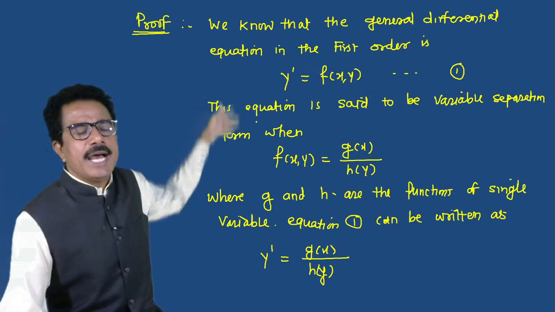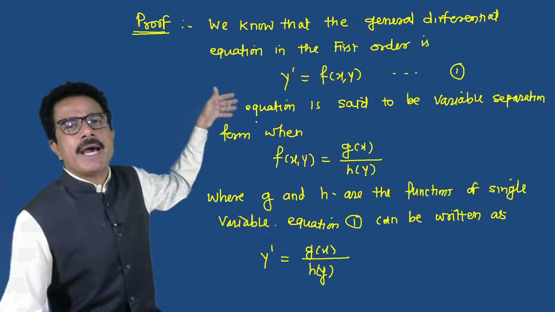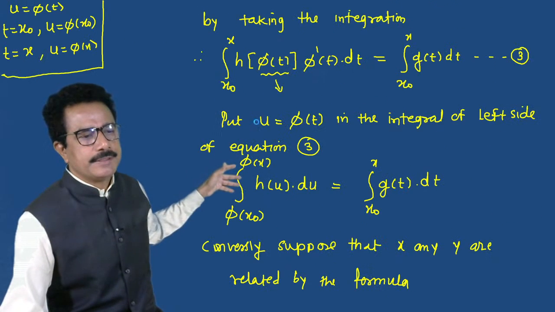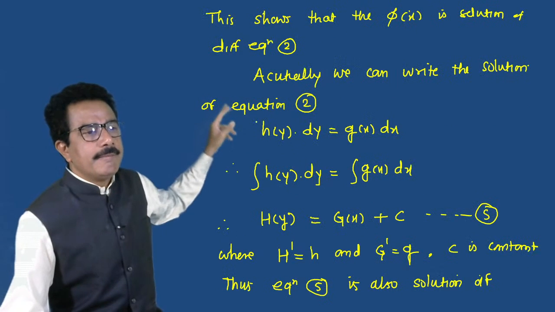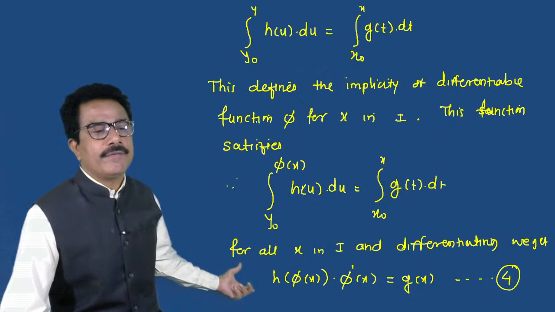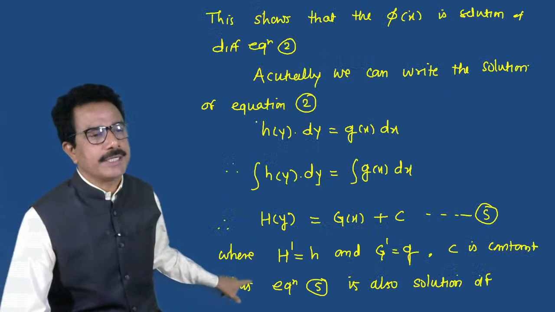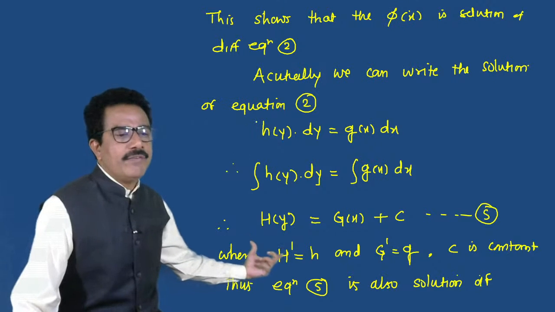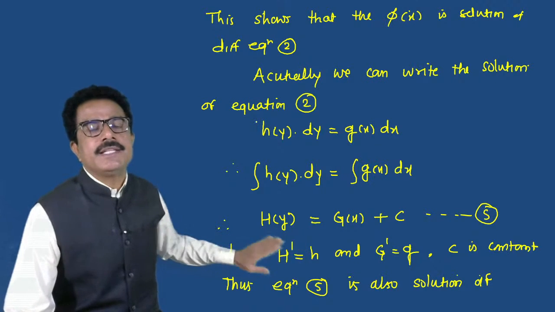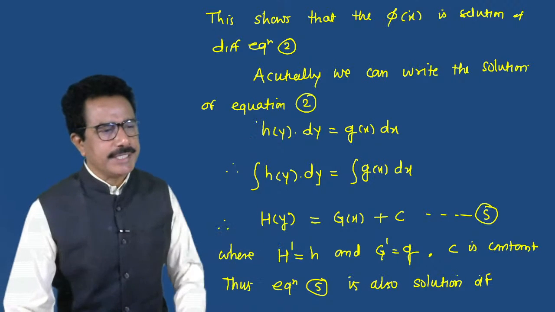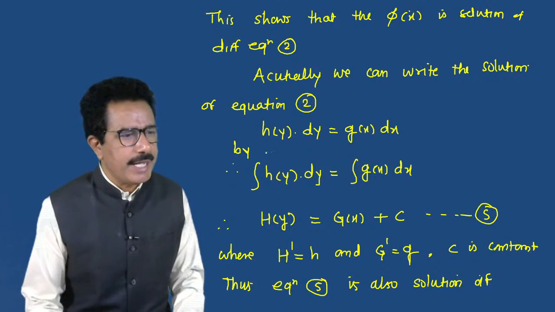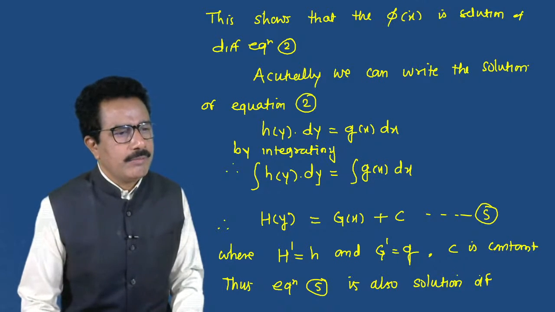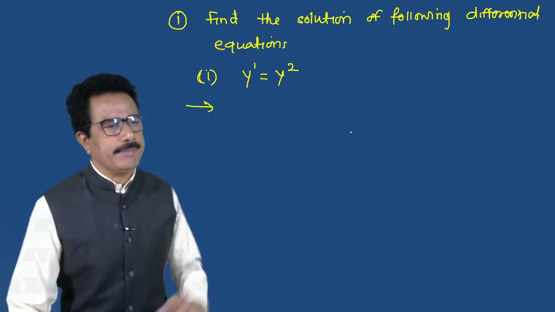This theorem, to prove it, in the first part we have proved that phi of x is the solution of the differential equation. We have proved it in the first method, but in the second method we can find the solution y equals g of x plus c directly by integrating. So we have to use this second method.